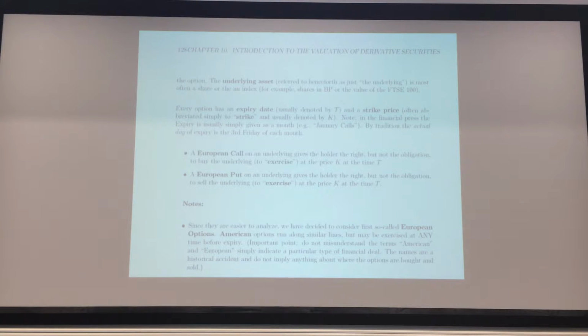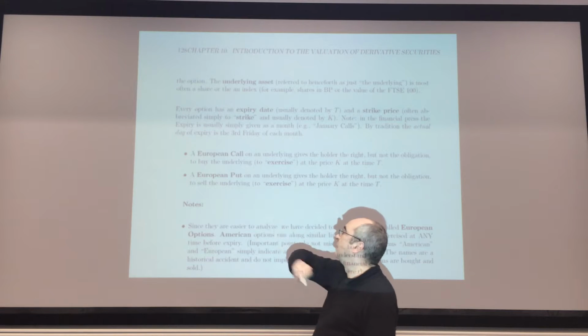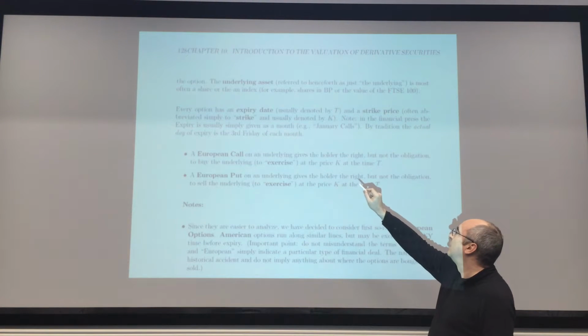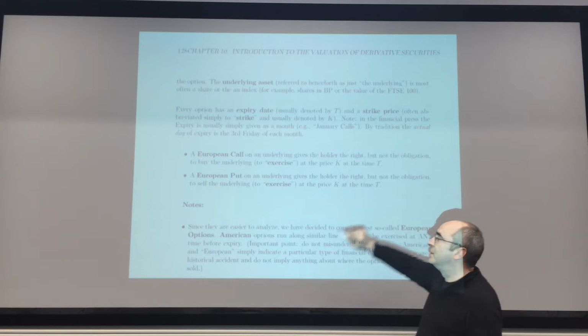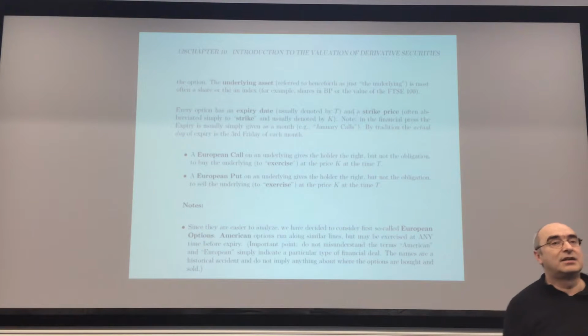Why? Because, well, we'll see that in a minute. Conversely, a European put option on an underlying gives the holder the right, but not the obligation, to sell the underlying asset at a price K at time T.